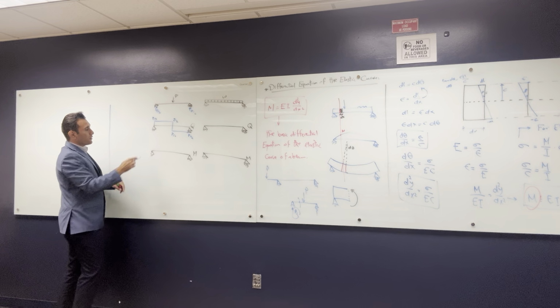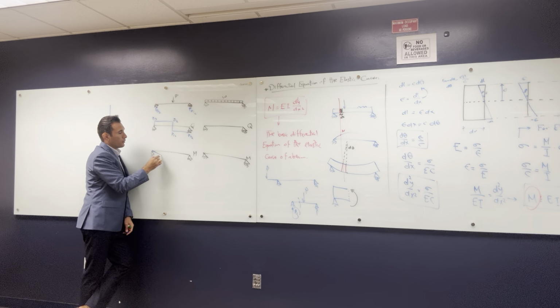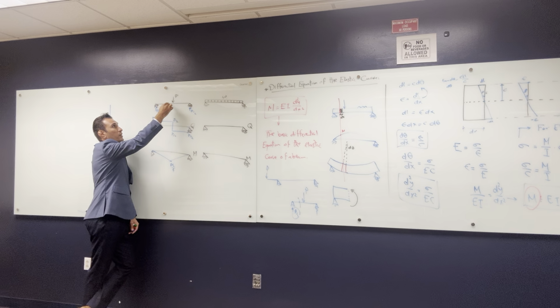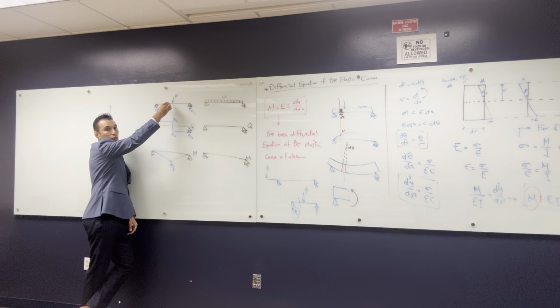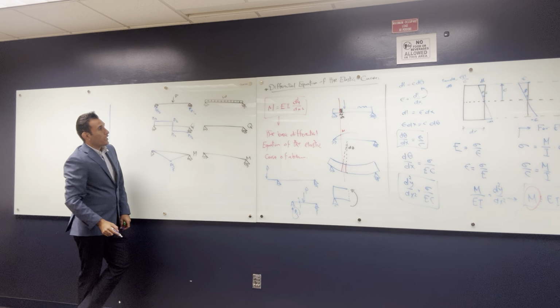How about the moment? What is the moment here? 0. How about the moment here? That's straight, up to PL over 4. You get the moment here, P over 2 multiplied by L over 2, so it's going to be PL over 4. That is the moment. Okay, how about this one?